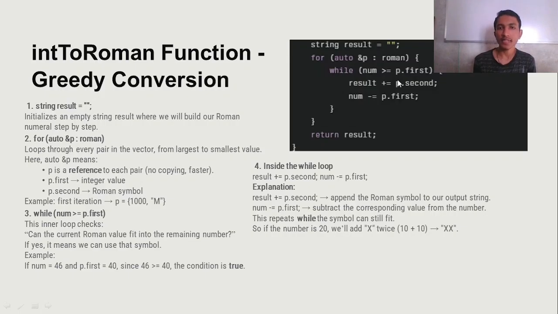Now what happens inside the while loop? Let's take an explanation. It appends the Roman symbol to our output string, and num -= p.first subtracts the corresponding value from the number. This repeats while the symbol can still fit. So if the number is 20, we'll add X twice, meaning 10 plus 10, and simultaneously append X, and that gives 20.